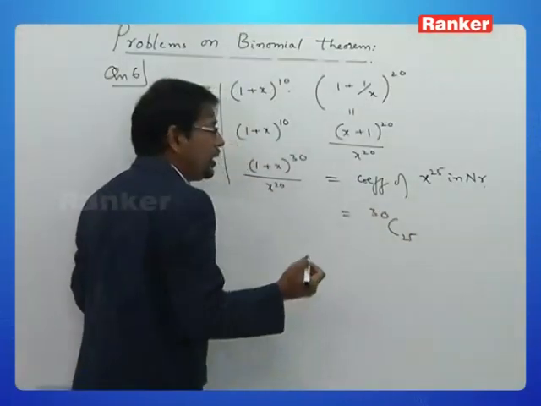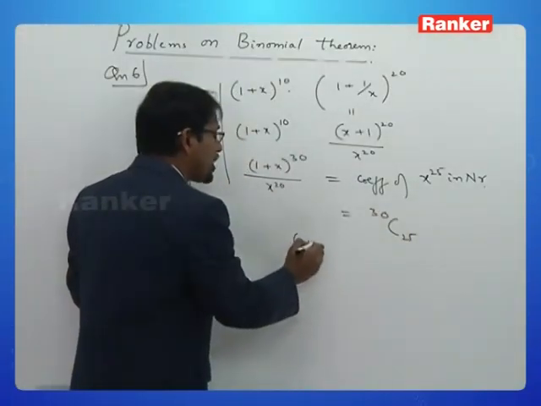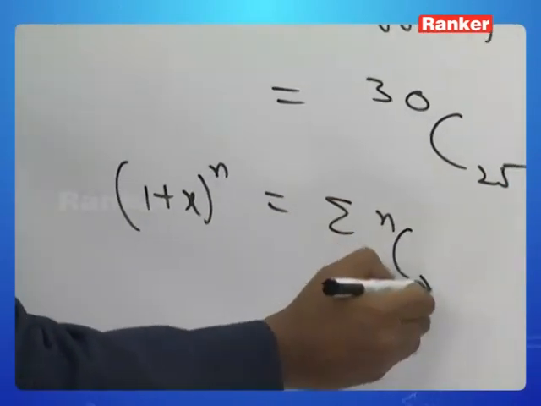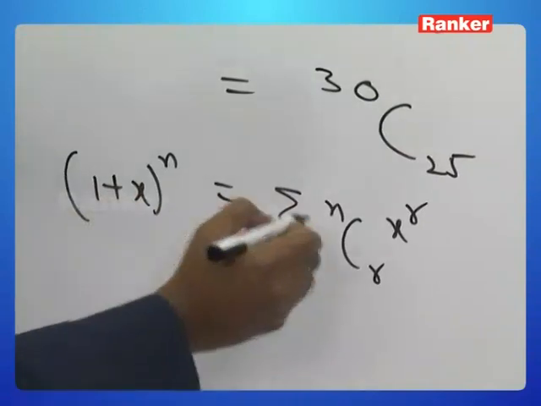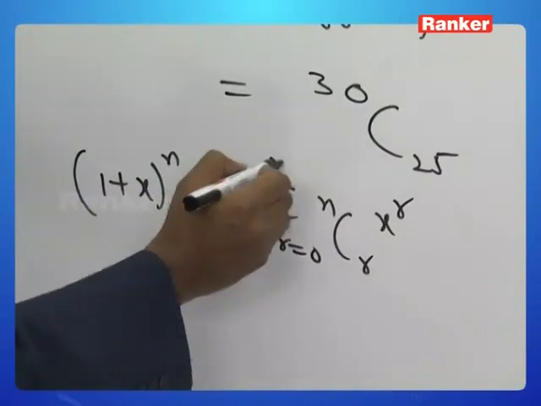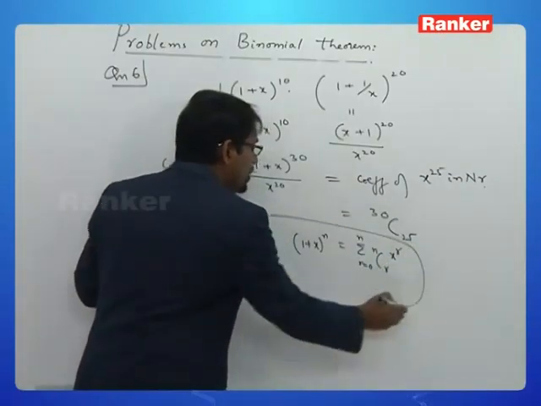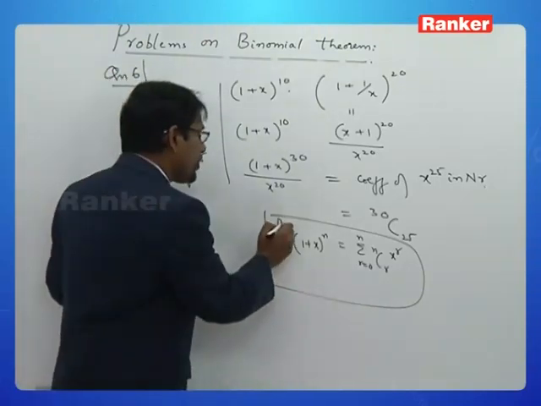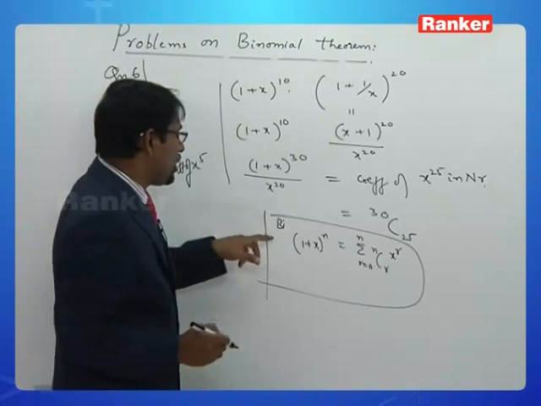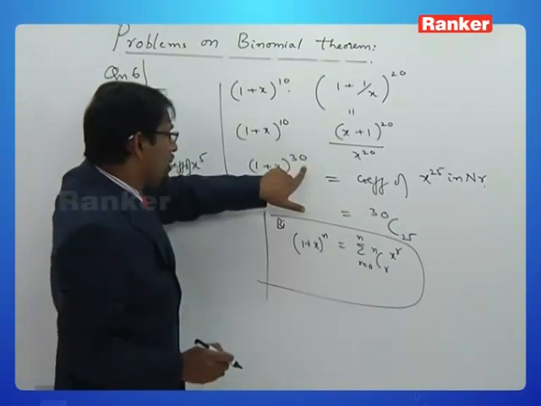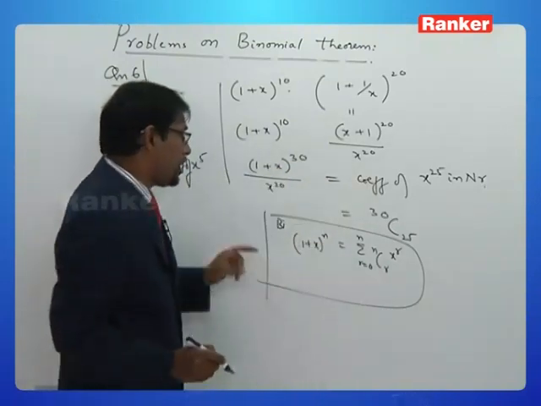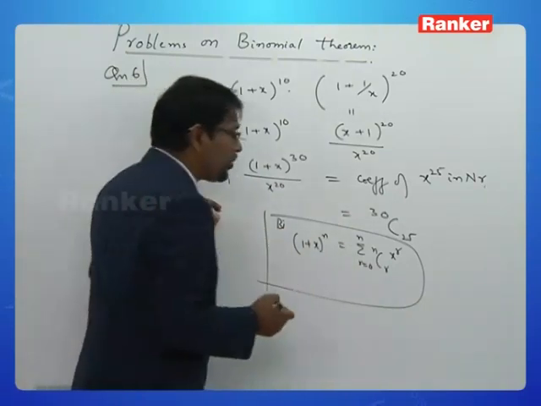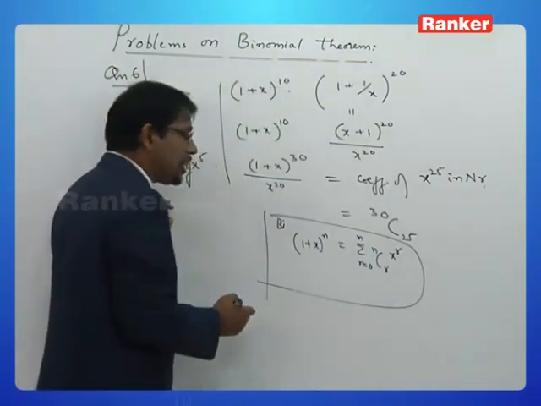30C25. We know that (1 + x)^n has an expansion sigma nCr into x^r, r ranging from 0 to n. So if this is the binomial theorem formula, let us say n is here 30 and we are interested in r equal to 25. So 30C25. But we know that nCr is the same as nC(n − r).